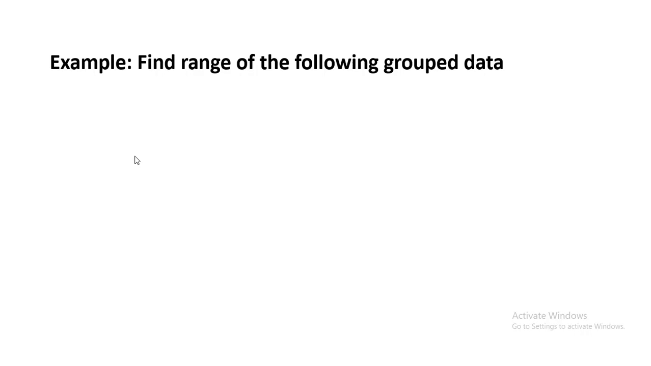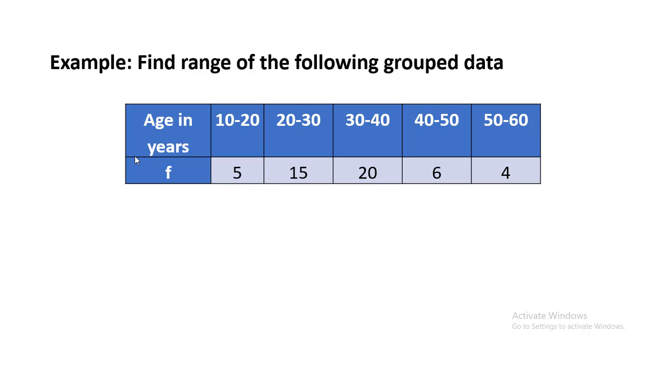Alright, so if you wanted to find out the range of the following grouped data, now this is my grouped data and I need to find out the range for this data. I told you all, and I'll repeat it again, that range means the difference of the maximum and minimum observation if the values are divided into classes.